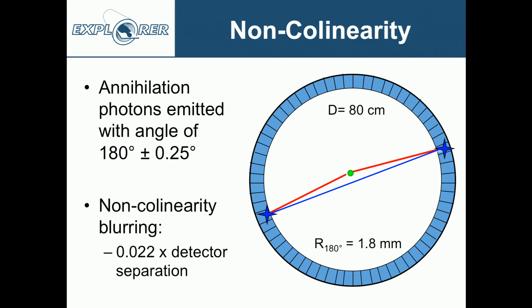And this mispositioning gets worse as the detectors get further apart. So in a clinical scanner where we have to have a ring diameter of approximately 80 centimeters in order to accommodate the entire body, this blurring factor is close to 2 millimeters. So this is a pretty significant limitation in terms of getting very high spatial resolution for human PET imaging.